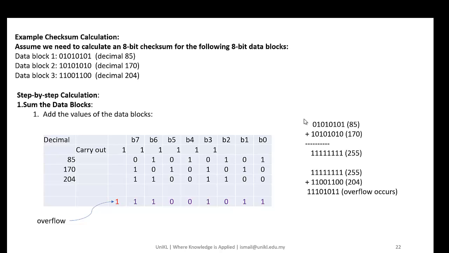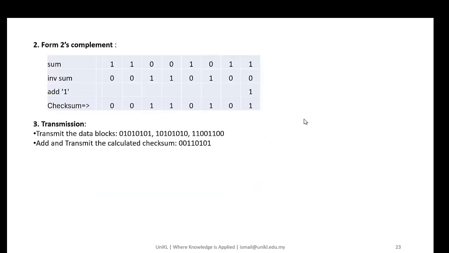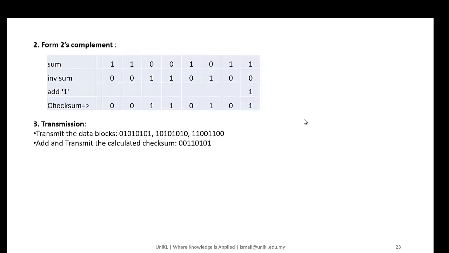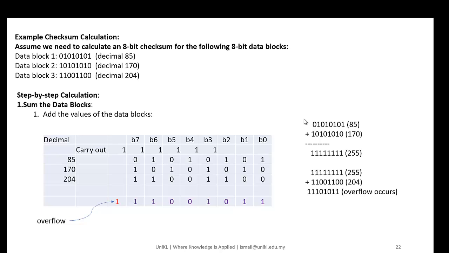So this is an example of the checksum, right? We have 85, 170, 204. Add all of them. Actually, we got 11001011 with a carry out of 1, but that overflow we take out, we do not consider it. Then we form the 2's complement, and then we transmit the data 1, 2, 3, and add the checksum. At the receiving end, we add all of them. The expected result should be 0, right? If not 0, there is something wrong in the data. Again, we are using the summation of data with modulo binary addition.